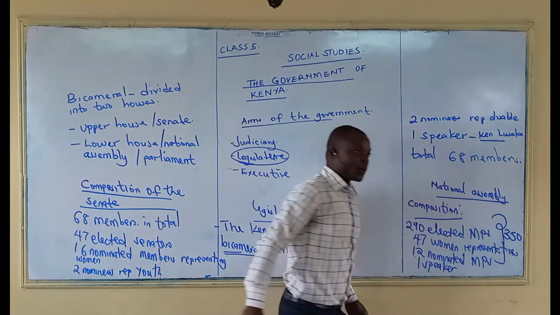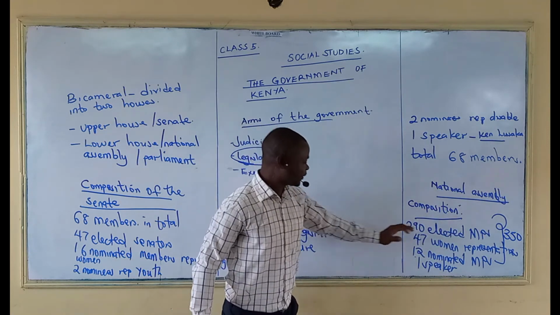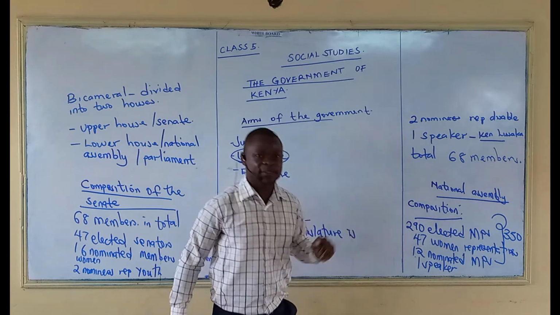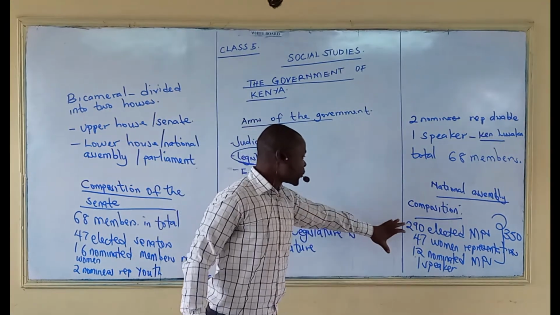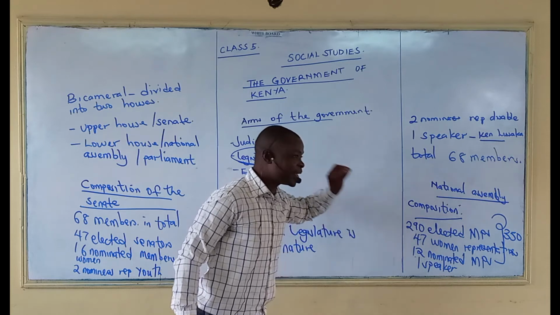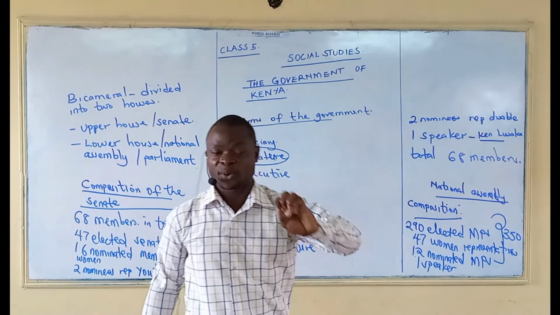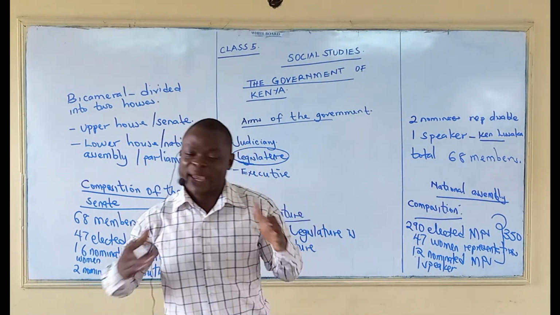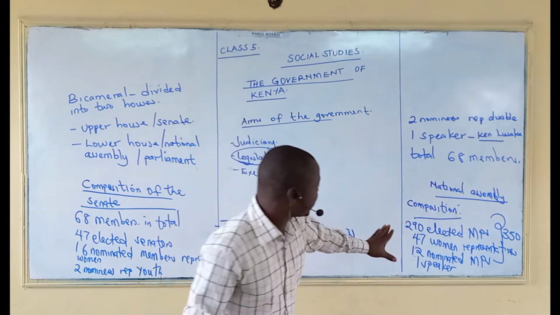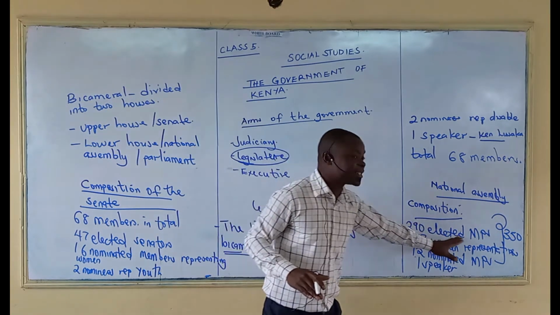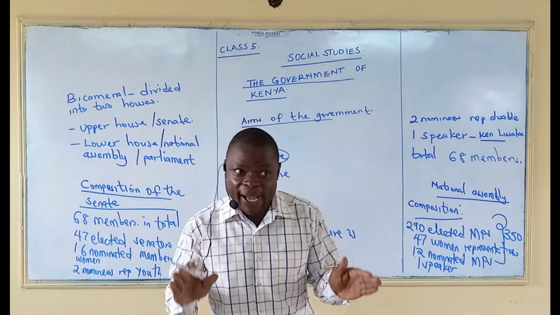Now remember, you might also be asked, in which year was our constitution promulgated? It was promulgated in the year 2010. These examiners like asking very simple questions. Learners, let us not miss the questions. Let us get it right. Now, National Assembly, we've said it is also called the parliament or the lower house. It is at this place where laws are made.